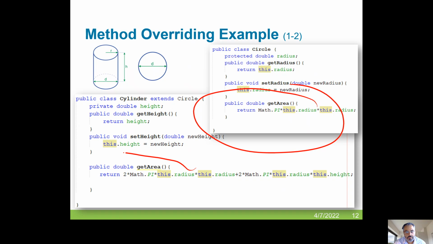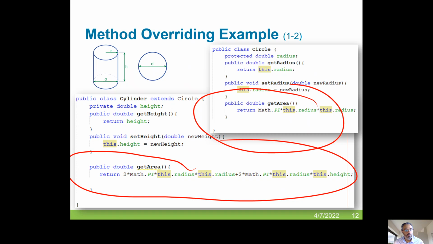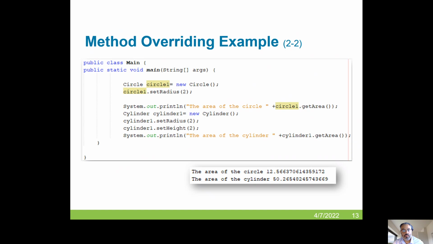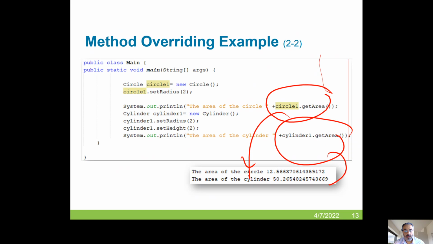However, we are going to redefine the behavior of this in order to be more compatible with the cylinder, by considering that the area will be pi times radius squared plus 2 times pi times radius times height. So here we can see that whenever you call this method, based on the object that we use, we get the expected output as defined in these two classes.